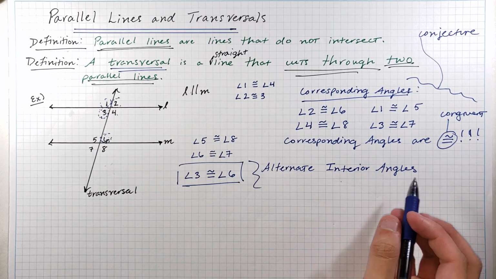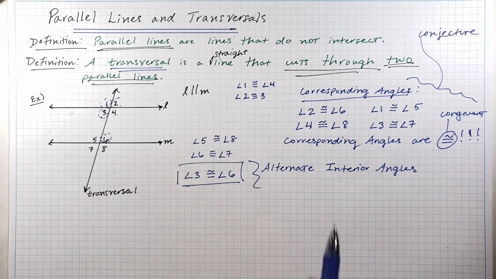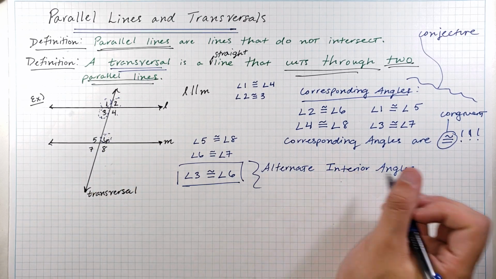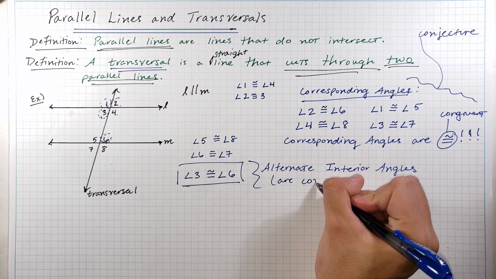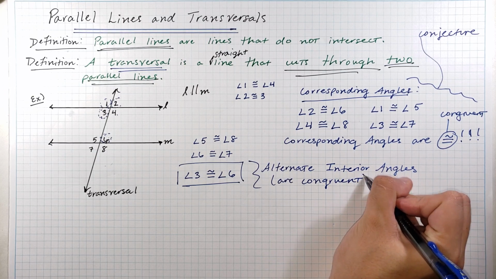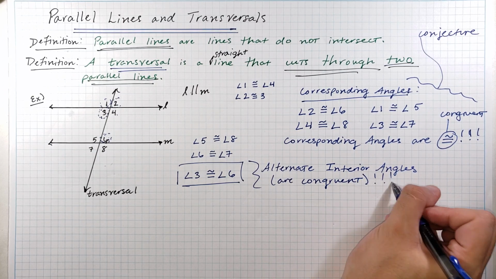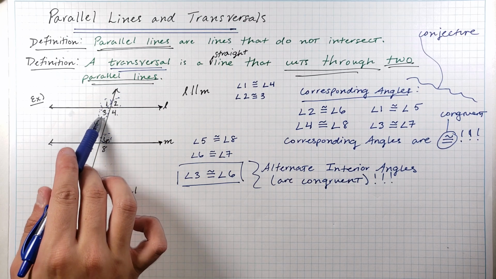All right. And not only do we just call these alternate interior angles, but alternate interior angles are congruent. I'll put it in parentheses, are congruent. Also very useful. All right. So how many sets of alternate interior angles do we have here?